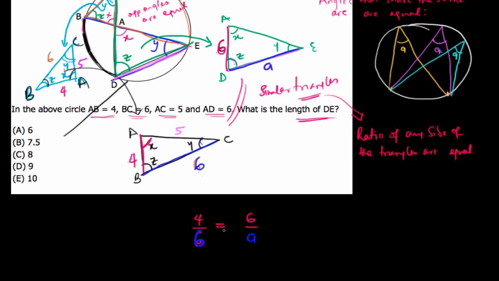Now, based on this, I want to find A. So to find A, I'm going to cross multiply. So what you have here is 4A equals 6 times 6, which is 36. So to find A, you divide both sides by 4. So this goes off. So you have your A equal to 36 divided by 4. That's going to give you 9. So our A is 9. So the length of DE is 9. So that gives us the solution here to be 9.